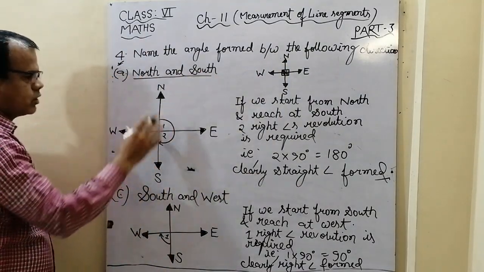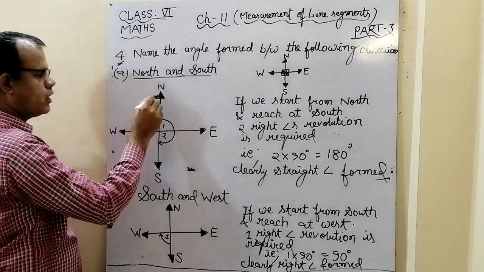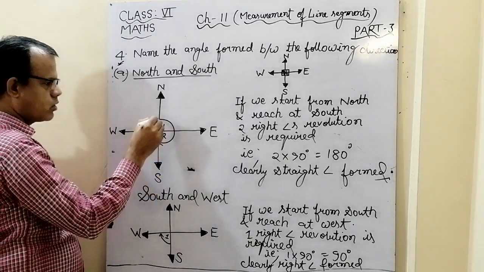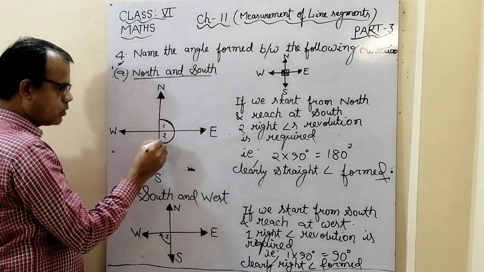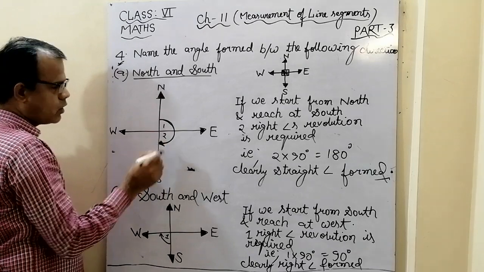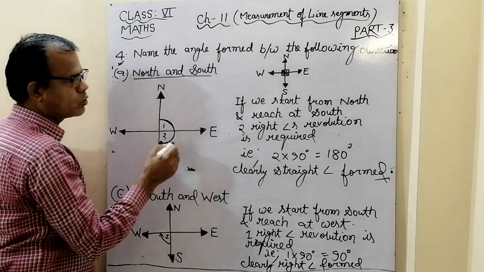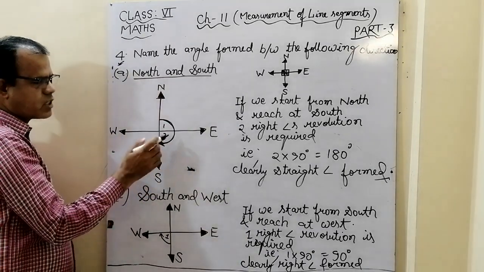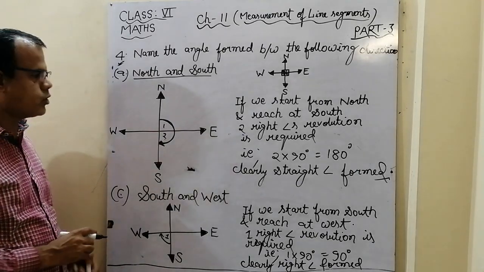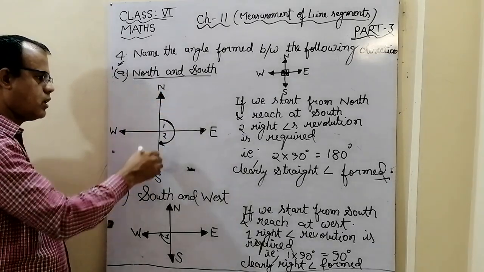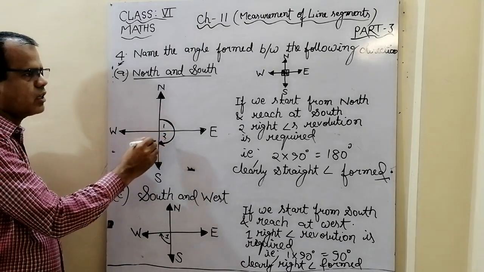And look here, A part. North and south. Here you can see, if we are here at north and we have to reach south, we have to move clockwise to reach here. So how many right angles are formed? 1 and 2. Two right angles of revolution we have taken. So two right angles means 2 into 90 degrees, that is 180 degrees. And you see here this angle formed is 180 degrees, which means a straight angle is formed.